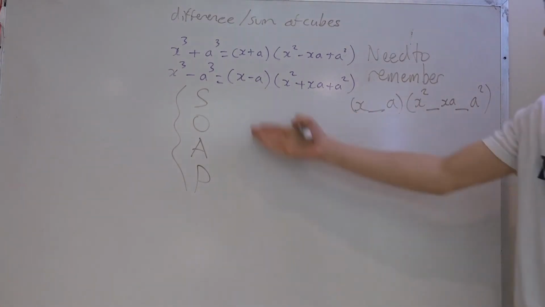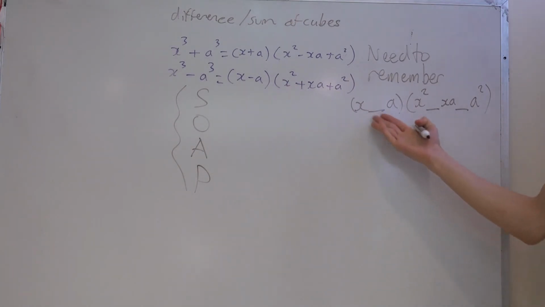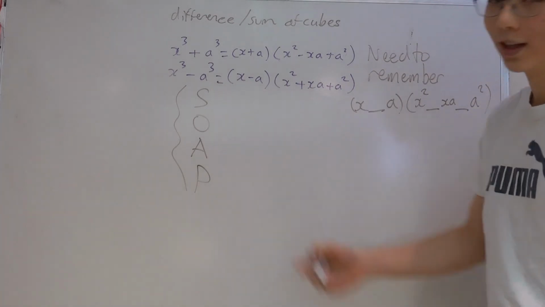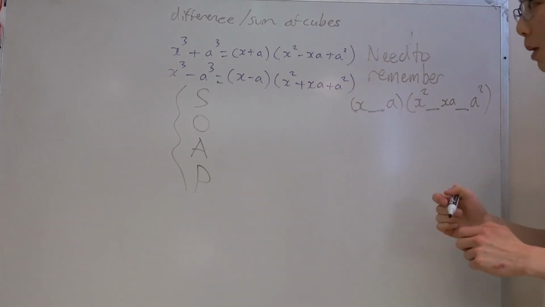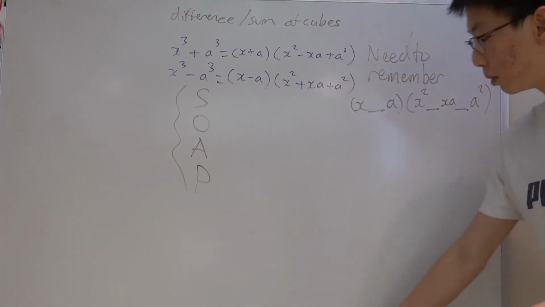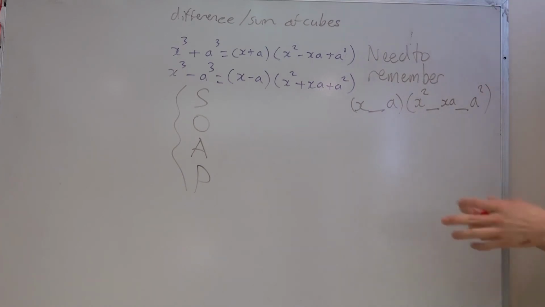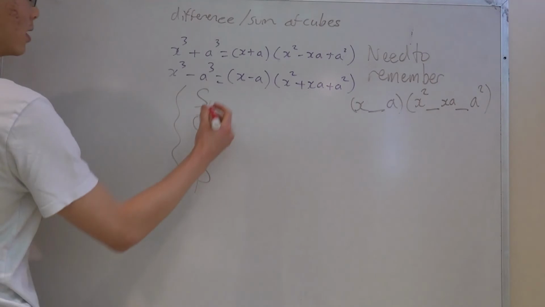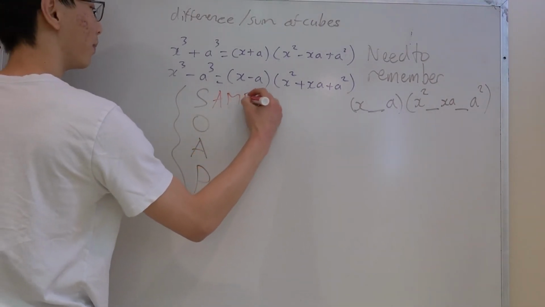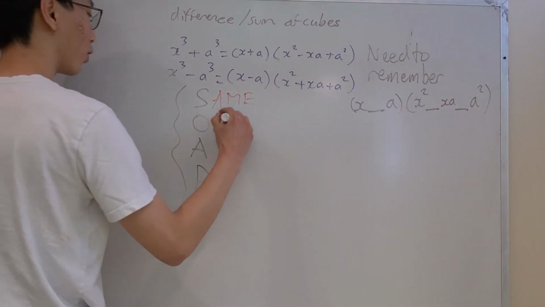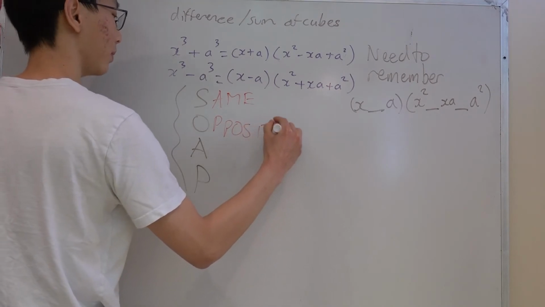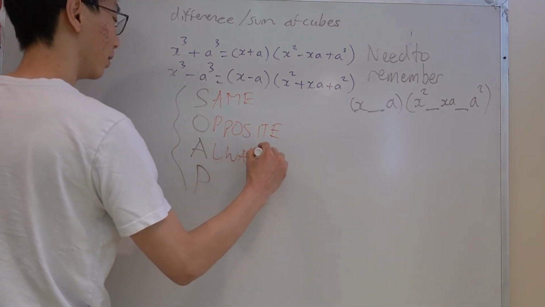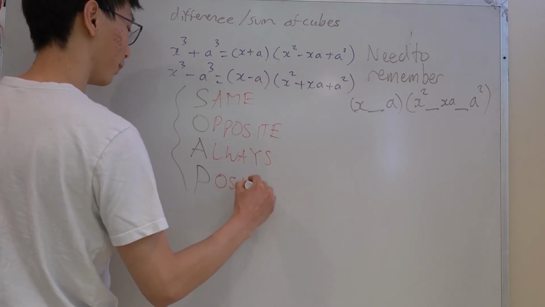Now you see there's 4 letters here and there's 3 spaces here. Why is that? Well, it's because AP is one thing. I don't know who came up with this, but it seems to work with most people. So we're gonna go with it and see if it works as well. Okay? So S stands for same. O stands for opposite. And AP stands for always positive.